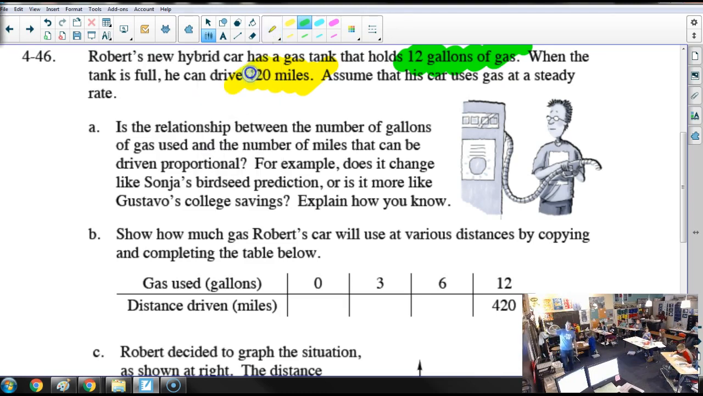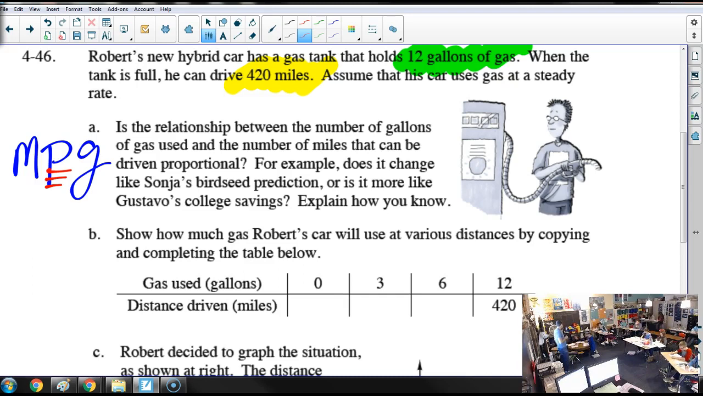So on your paper, make a note of MPG and underline or do something to that P. When you see rates like MPG or MPH, the P is your per, and it indicates division. So we're going to take our number of miles, 420, and divide it by our number of gallons, 12, to get the MPG.